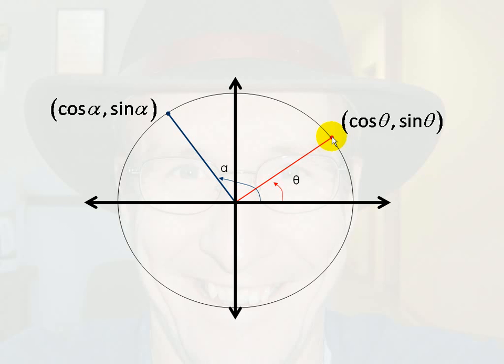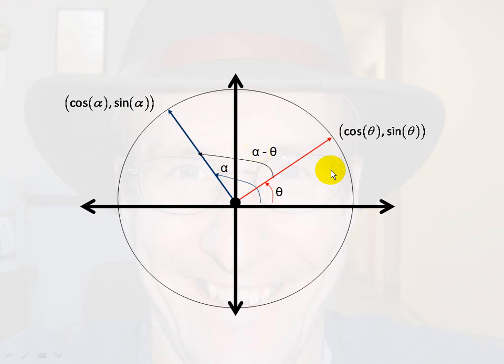Now, one more angle I want to label, and that is the angle formed by the blue and the red segment. And I want to label it in terms of alpha and theta. In that case, that would be alpha minus theta. So here's what we have so far.